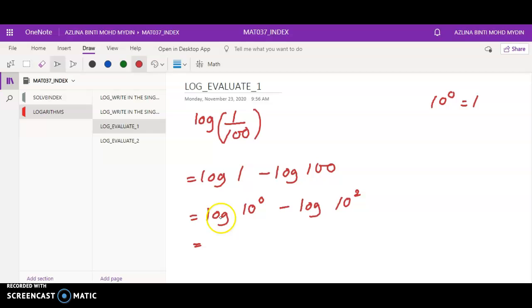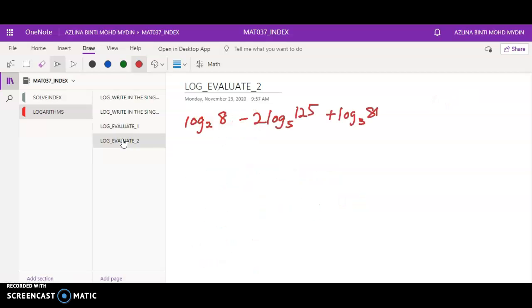Using the base, log 10 and log 10 are the same, so I have 0 minus 2, which becomes negative 2. So the value of log 1 over 100 is negative 2. I'm evaluating it without using a calculator. If you want, you can recheck your answer using a calculator.